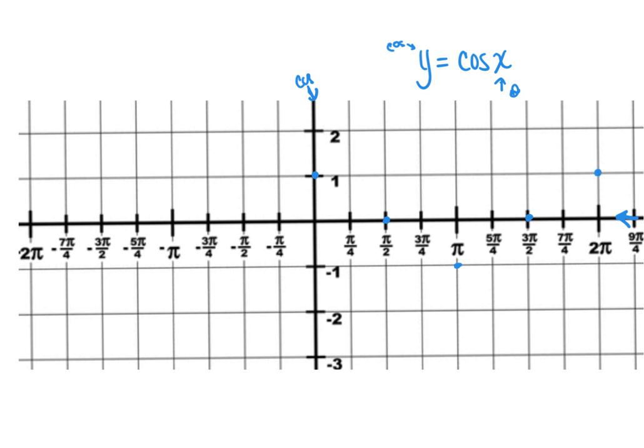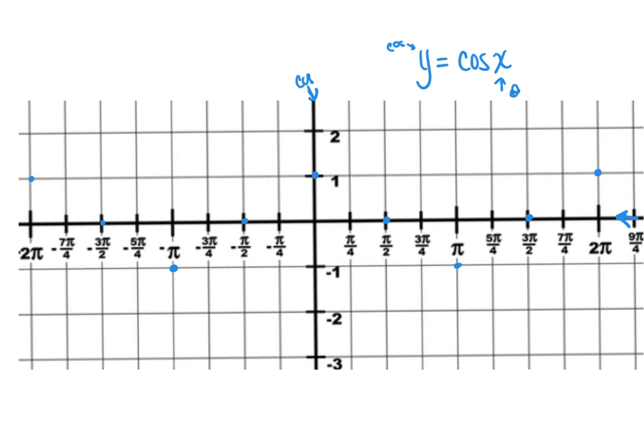And 2 pi? 1. If I go back the other direction, so start here and go down, all right? Negative pi over 2, what's my cosine there? 0. Negative pi? Negative 3 pi over 2, you're at the top now, 0. And negative 2 pi? You're back at 1.